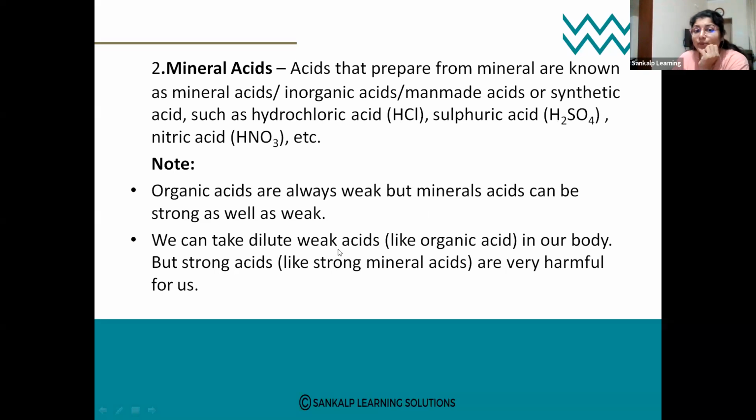We can handle weak acids, like organic acids in our body, but strong mineral acids are very harmful for us. So we cannot play with strong mineral acids. It is very harmful for the human body, so it should be handled with care. So this is about acids.